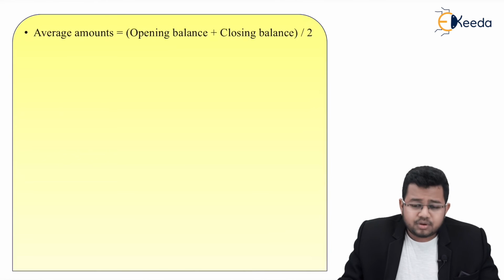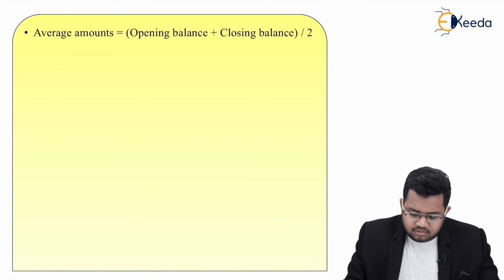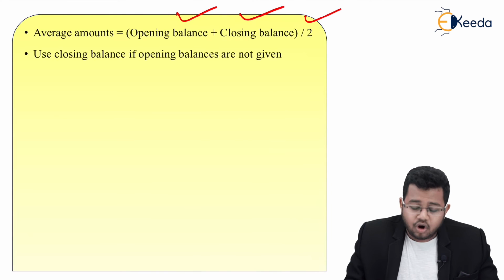Before that, what is average amounts? Opening plus closing divided by 2. Use closing balance if opening balances are not given. In case you don't have opening balances, go for closing.